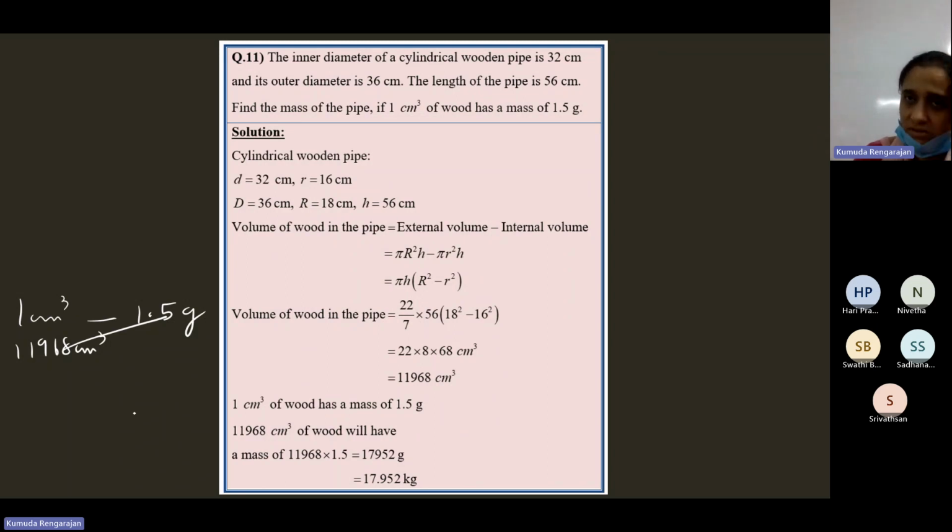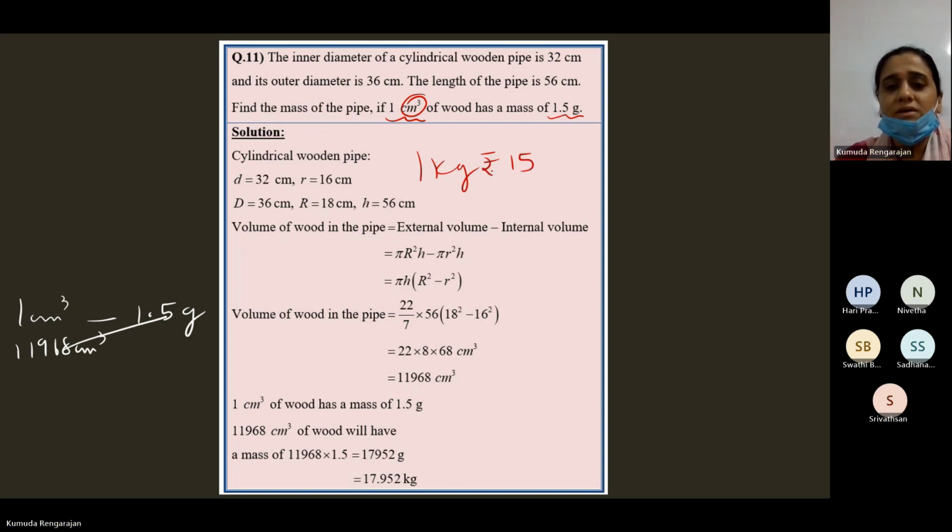The question is always whether we have to find volume or area, and it depends on what is given. It's very clearly given 1 centimeter cube, which represents volume because this unit is about volume. So if 1 centimeter cube has a mass of 1.5 grams, it's like saying 1 kg is 15 rupees.